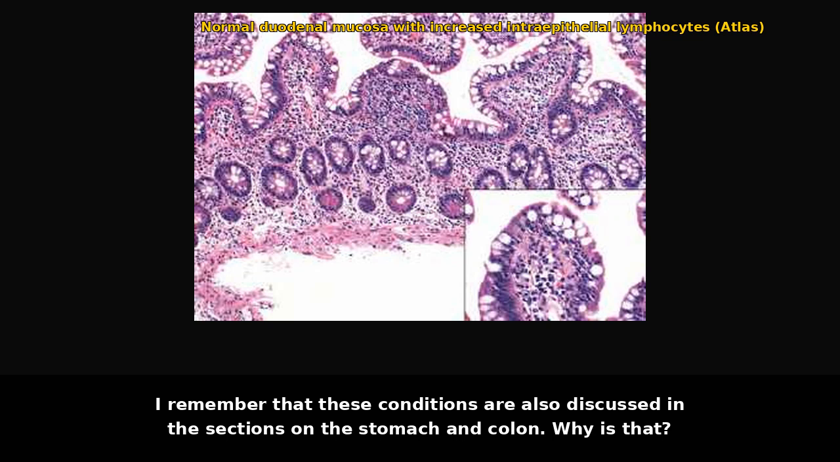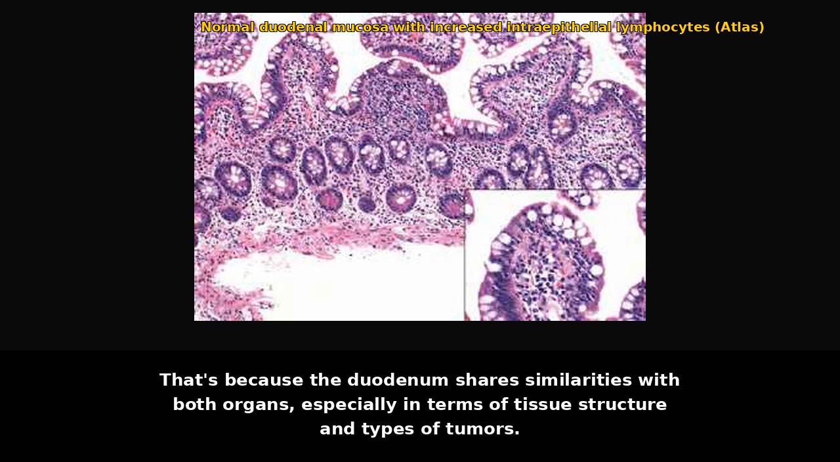Why is that? That's because the duodenum shares similarities with both organs, especially in terms of tissue structure and types of tumors.